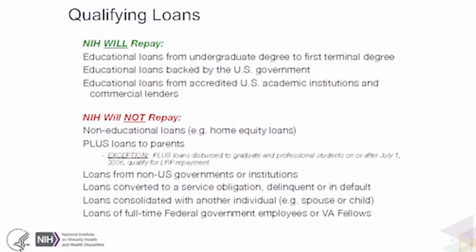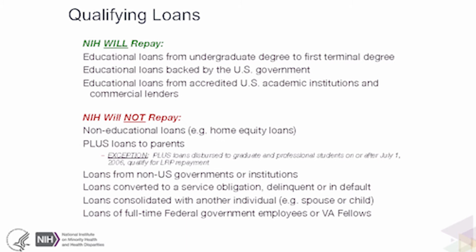So what are qualifying loans? NIH will consider repayment of educational loans from your undergraduate degree to the time that you apply for your LRP. So the very expensive undergrad university that you went to, those loans are absolutely eligible. We also will repay educational loans that are backed by the U.S. government and educational loans from accredited U.S. academic institutions and commercial lenders.